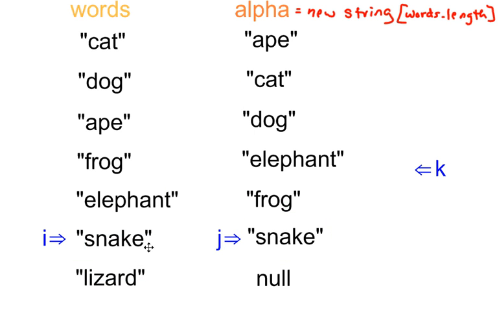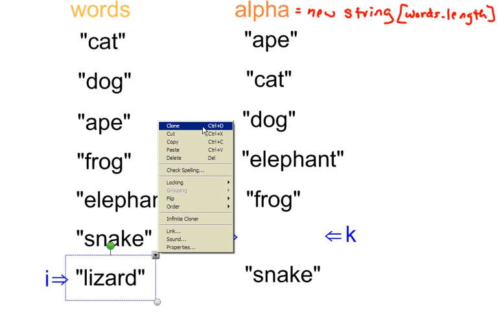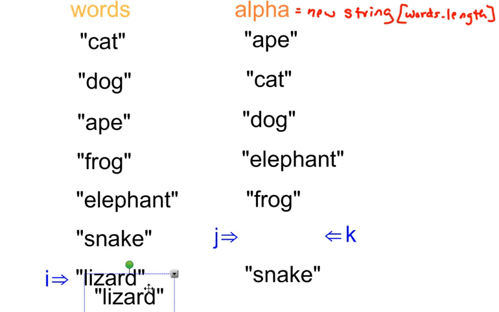All right, one last one. i goes down to the bottom, j goes up to the top. Lizard goes after ape, lizard goes after cat, lizard goes after dog, lizard goes after elephant, lizard goes after frog, lizard does not go after snake. So my k comes down here, and I bring snake down here. k comes up here, k is equal to j, that's where lizard goes. All right, hopefully that helps you in figuring out how to program for the Alphabetize Lab.